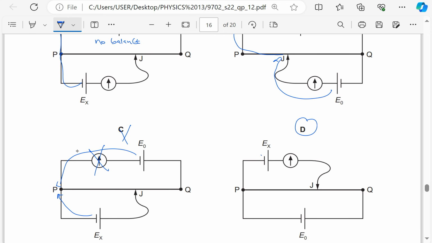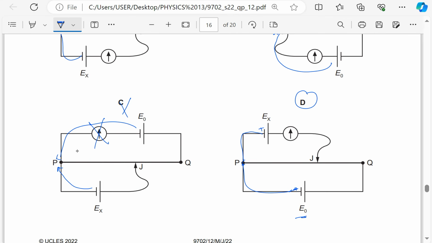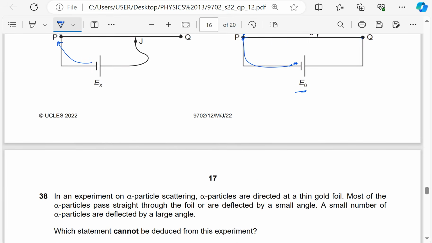You notice that the negative terminal is linked to the negative terminal. They are joined, they have the same connection here. So it means the positive terminals have been joined on the other side. And the position of the driver cell is E naught. You can see E naught is connected across the wire, and the position of the galvanometer is correct. So it means the answer is going to be D.